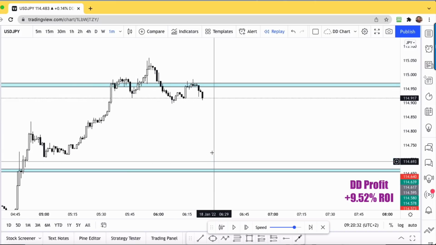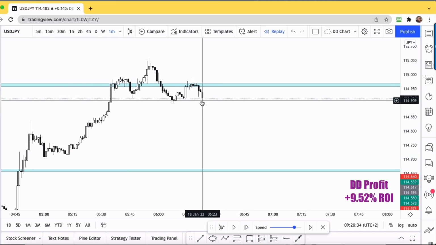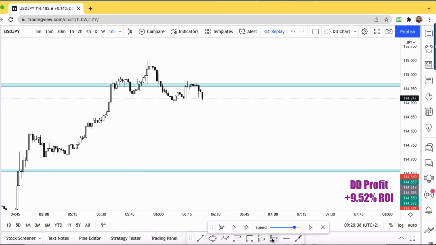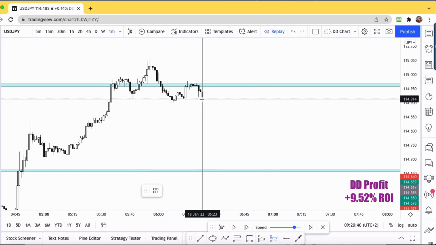Again, it's 6:30 in the morning my time. I don't trade till 10 my time. So this is not going to count for my profits, but it definitely would be the method.